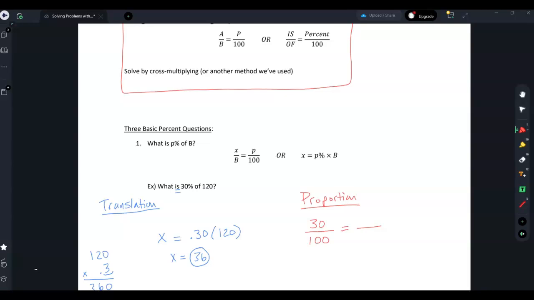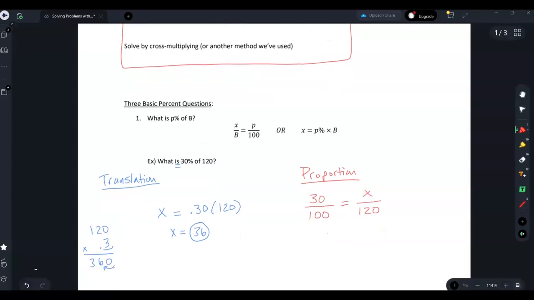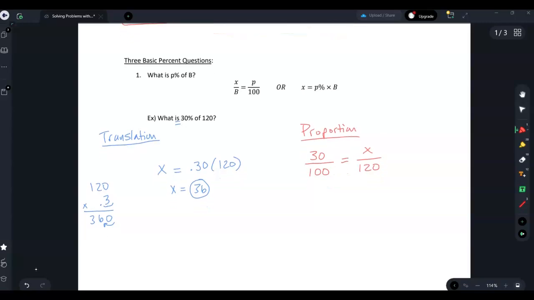So the of part is 120. That's what it's out of. The is part, the actual what this number is, is what I don't know. And that's what I'm going to make my X. So this is how I would typically set this up as a proportion. Not saying that it can't be done other ways, and we talked about that when we did proportions. So technically if you had 30 over X equals 100 over 120, that would work. It's just not the typical way of doing it. Typically we would do the percent over 100 and then is over of.